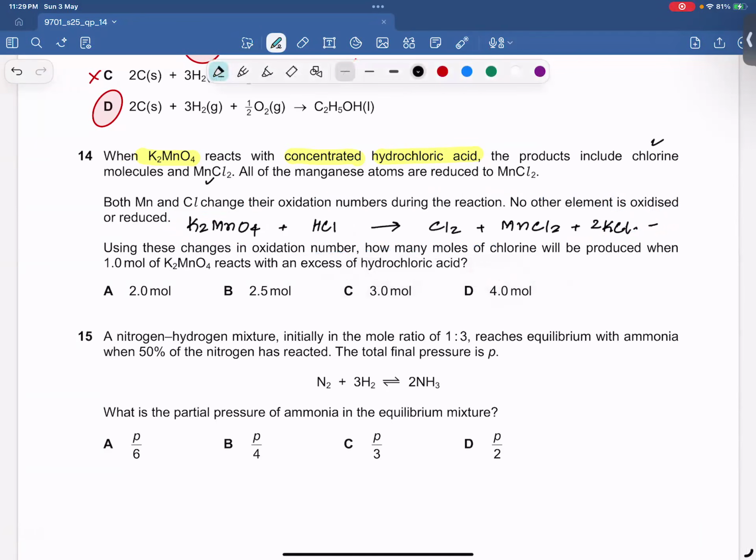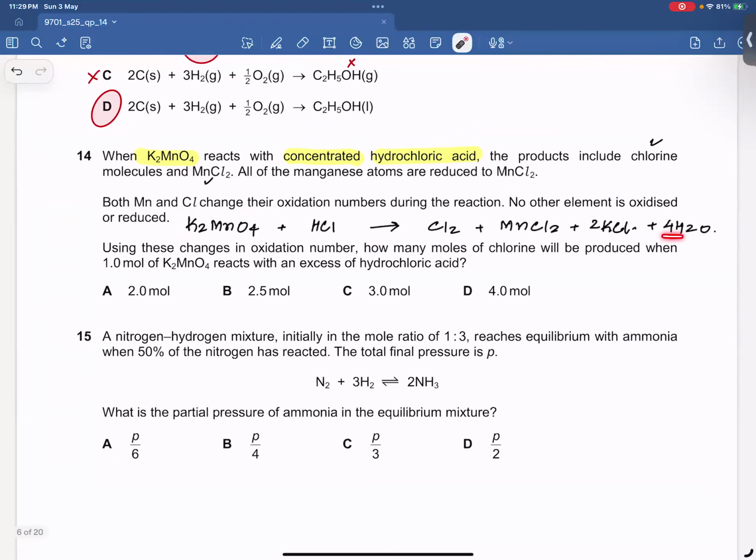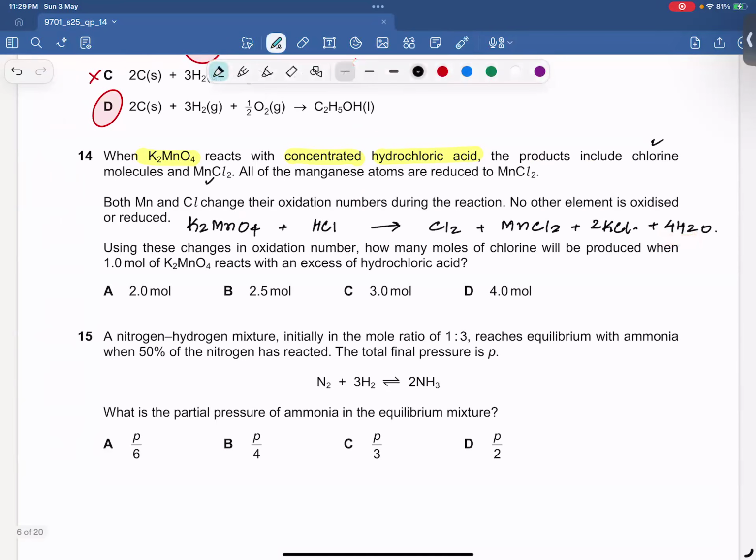Water molecule also. Okay, how many oxygen atoms here? 4. So to balance oxygen, I'm going to put 4 here. How many hydrogen atoms here? 8. So I'm going to put 8 here.